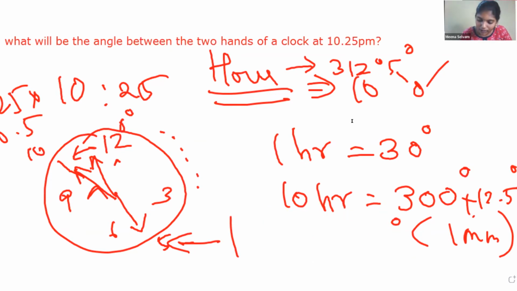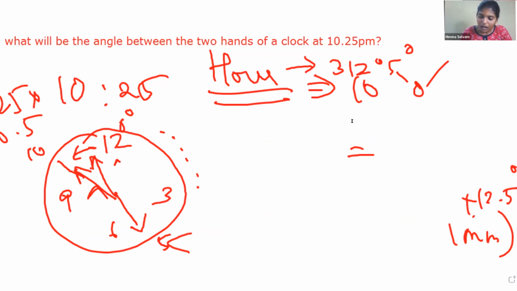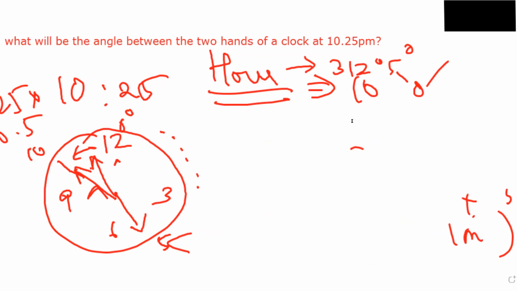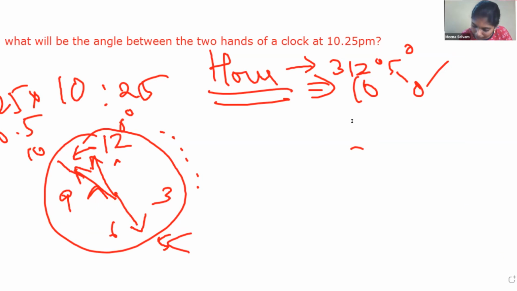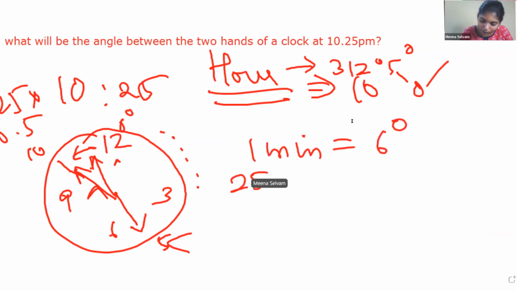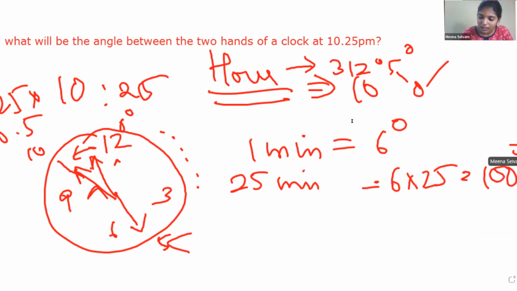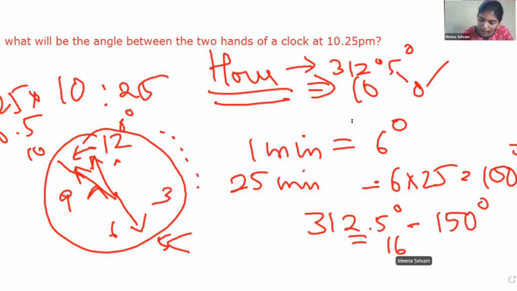All right. Now let's do the minute calculation. How many minutes are covered? 25 minutes are covered. We know that for 1 minute, the angle is 6 degrees. So 25 minutes means 6 into 25, which is nothing but 150. That's all. Subtract it: 312.5 degrees minus 150 degrees. If you do that, you get 162.5 degrees.